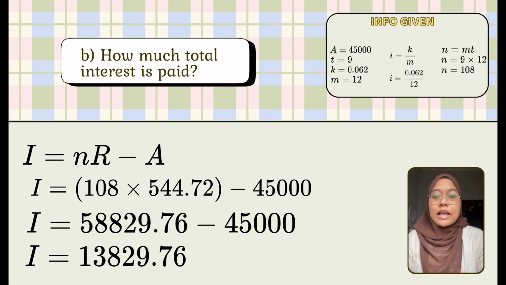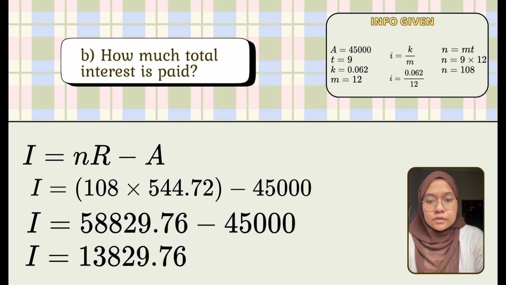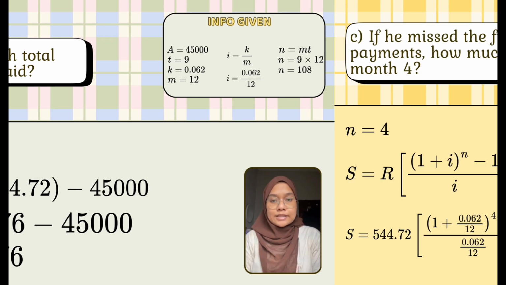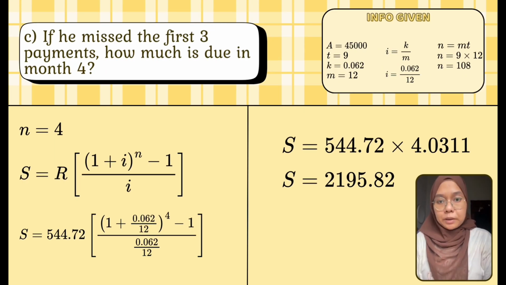Next, for question B, how much total interest is paid? In this question, we use the interest formula, which is interest I is equal to term of investment n times periodic payments R minus present value, which is A. Insert all the information given, which is 108 times 544.72 minus 45,000, and the total interest paid is 13829.76.